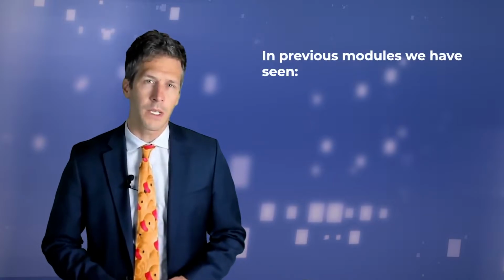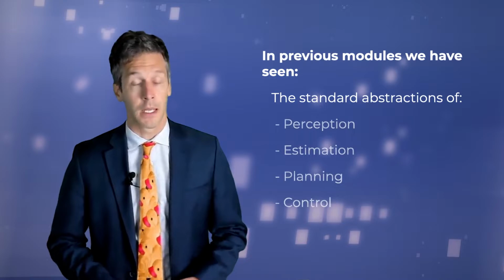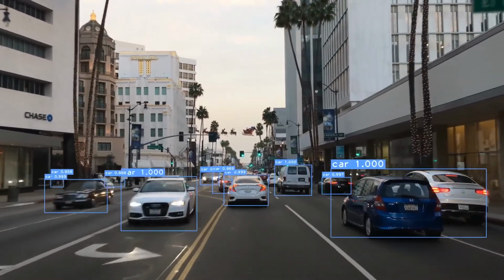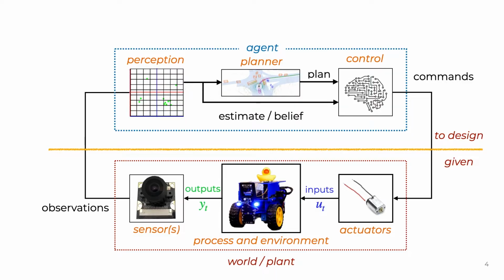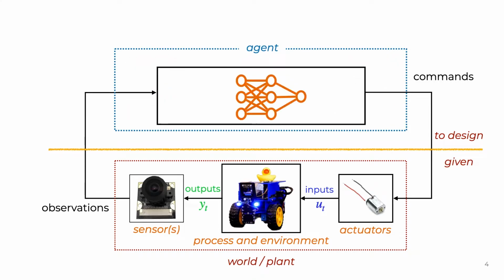Until now, we have decomposed things according to well-established and pre-specified abstractions, like perception, state estimation, control, and planning. We have also talked a few modules ago about deep learning and convolutional neural networks. Another option is to replace all of the previous abstractions that we discussed with one model that is learned end-to-end. In this module, we will talk specifically about the reinforcement learning paradigm.